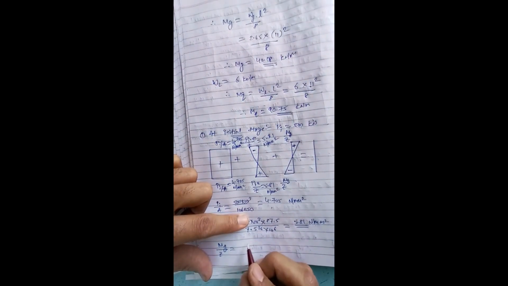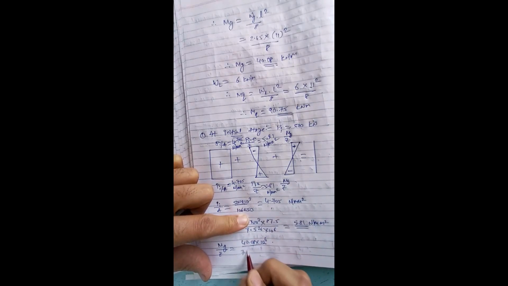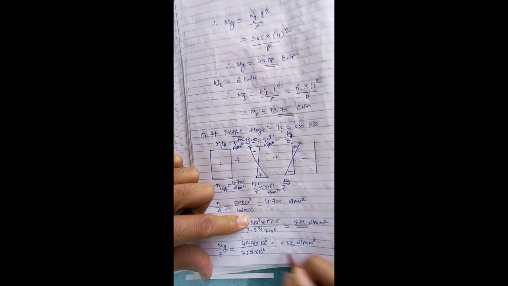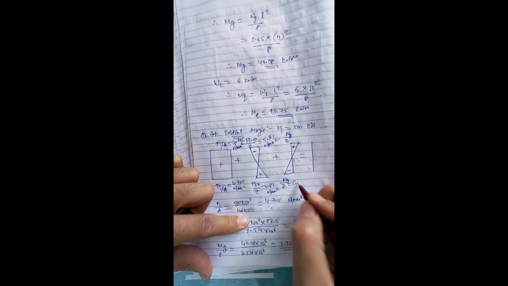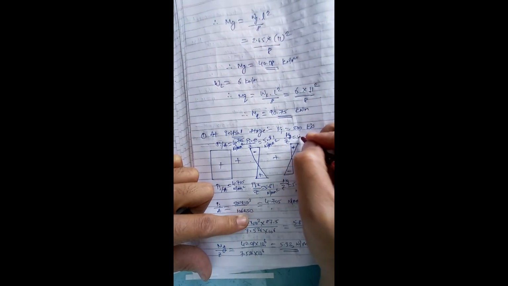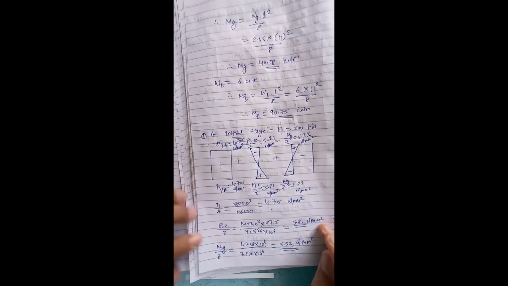Now dead load moment is 40.08 into 10 raised to 6 Newton mm divided by Z, 7.526 into 10 raised to 6, which is equal to 5.33 Newton per mm square.